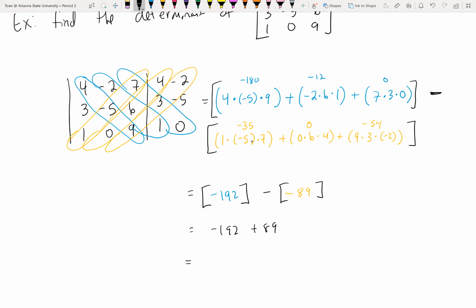What is that? Carry the 1. Is that -103? Yeah. -103. That's the determinant.